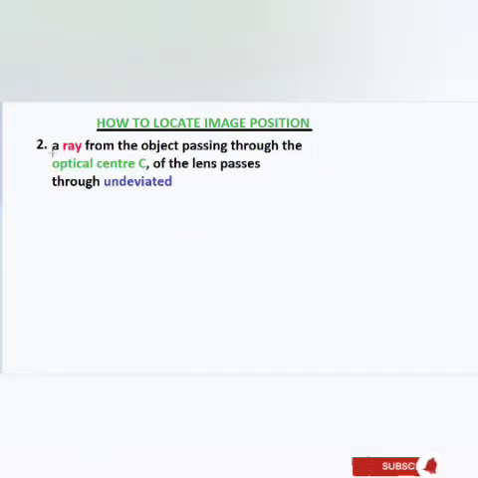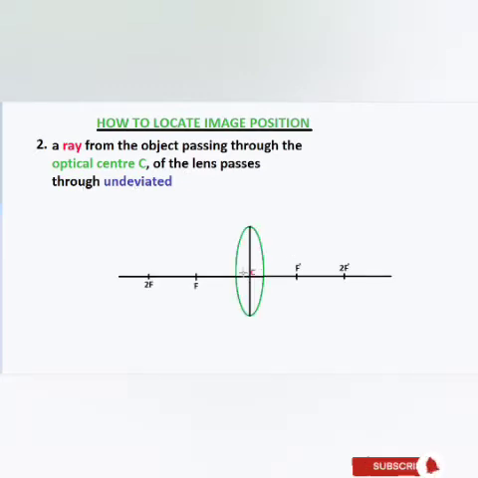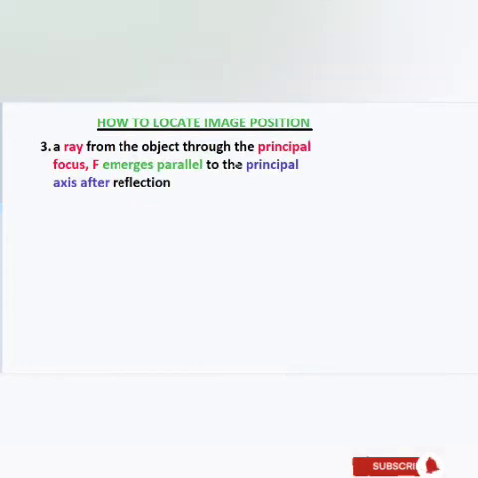2. A ray from the object passing through the optical center C of the lens will pass through it undeviated, meaning that it will not be refracted. So that is C. Let me draw my incident ray, represented by the red line. A ray that passes through it will pass without being refracted, or deviated.